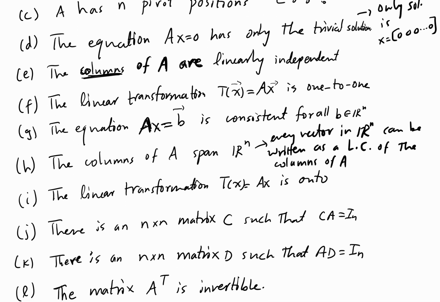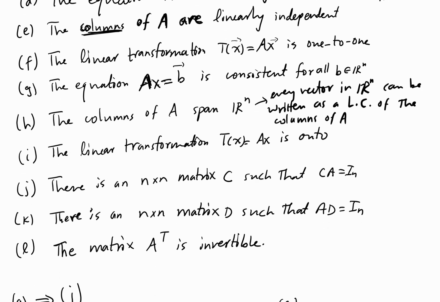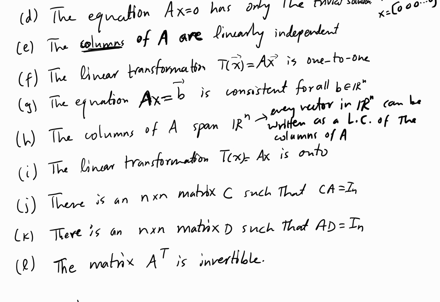There is an n by n matrix C such that C times A is I_n. We will show you what that means. Also, there is an n by n matrix D such that AD is I_n. So it's kind of like from both sides. That's what this means. Next one, the matrix A transpose is invertible.